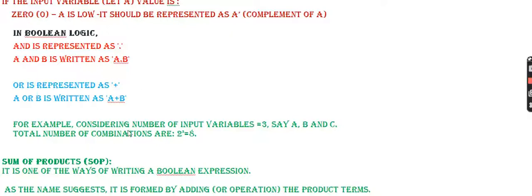For example, considering the number of input variables, as I told you before, if the input variables are 3, that is A, B and C, or it may be any variables X, Y, Z, M and P, whatever it may be. Here we are defining the names, we ourselves are giving names for the variables. So the total number of combinations is 2 to the power of 3, that is 3 variables. 2 to the power of 3 is equal to 8. So we have 8 combinations for the operation for these 3 input variables. I hope you understood.